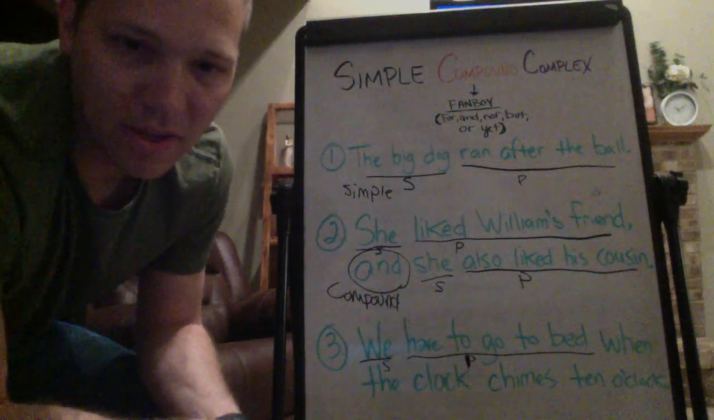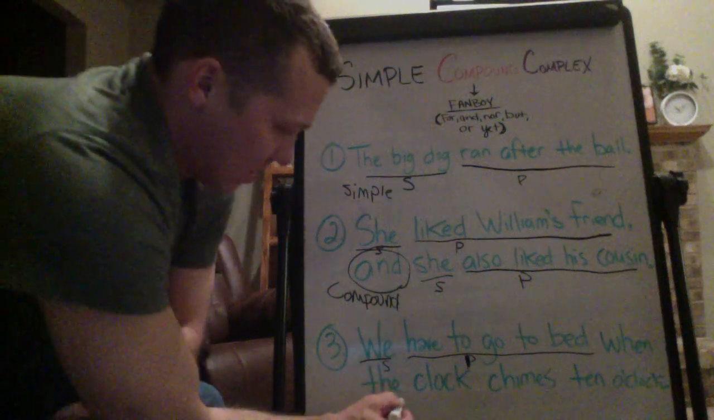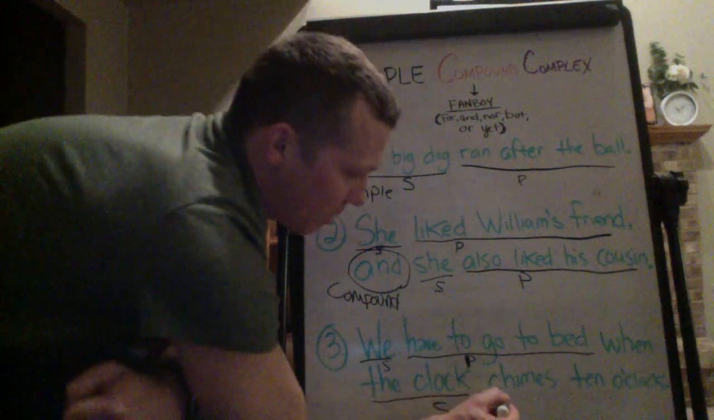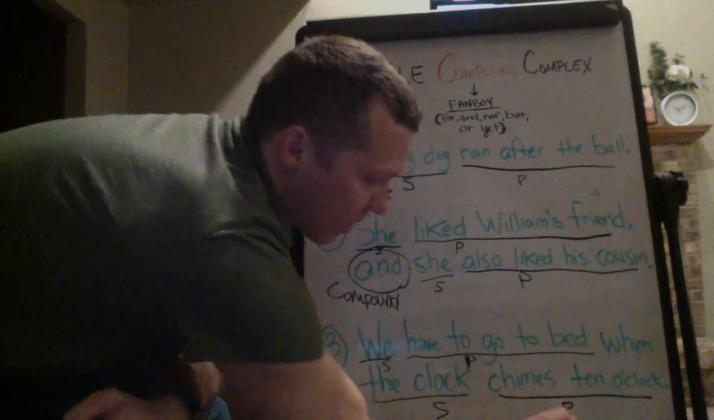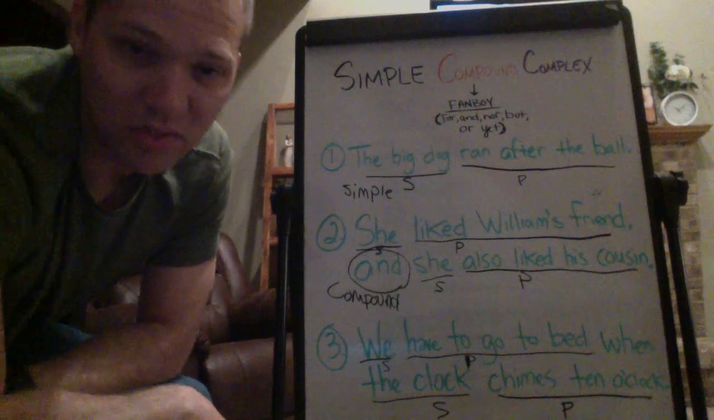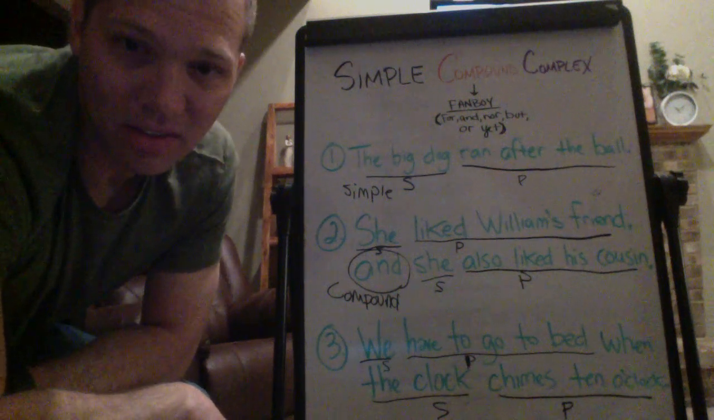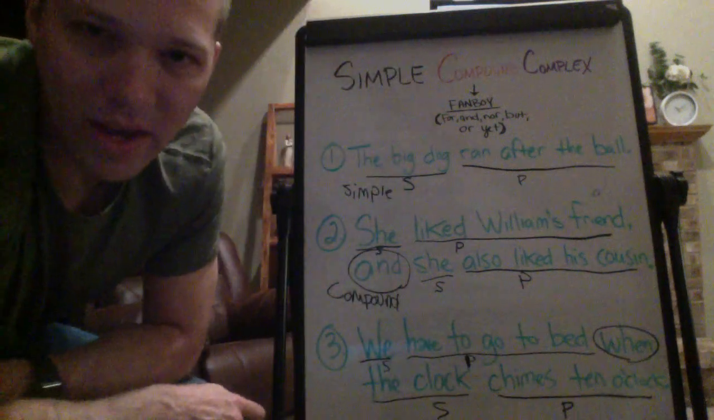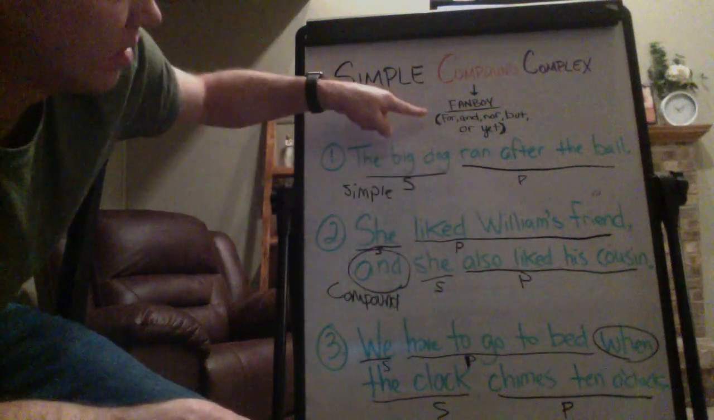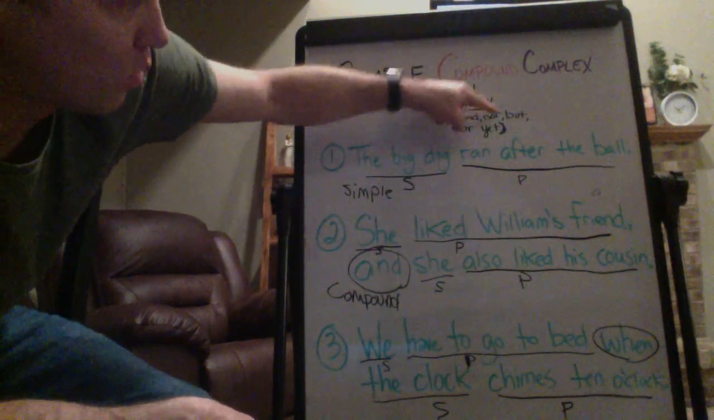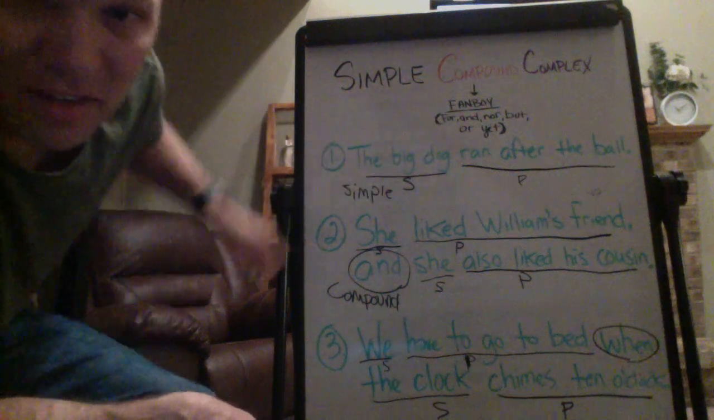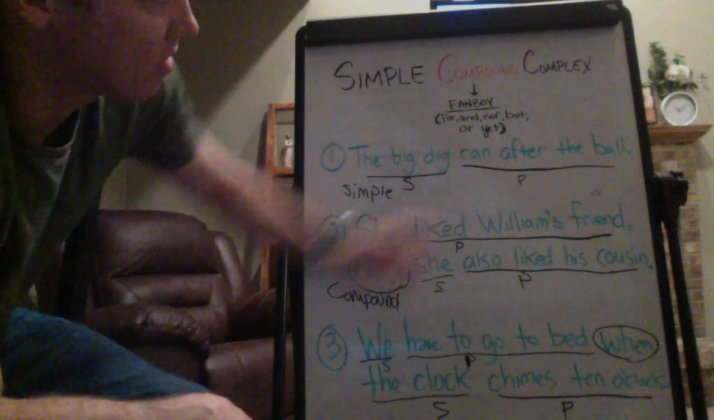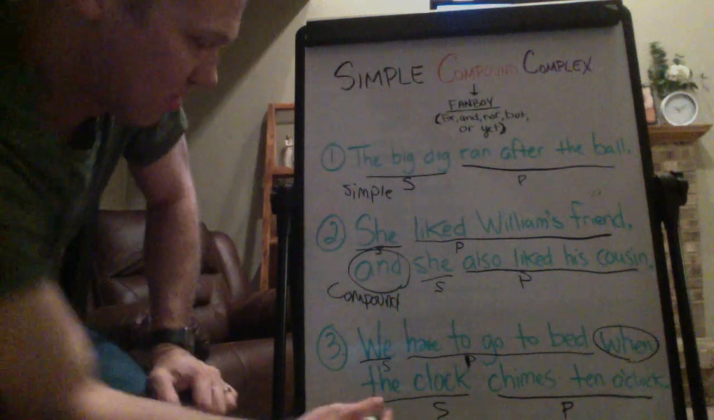And then we have the clock, it's our subject, and chimes 10 o'clock. That's our predicate. So we have two sentences. However, let's take a look at our connecting word. When. I'm going to look up here. Okay, for, and, nor, but, or, yet. I don't see any of those connecting words for compound. So if it's not one of those, we know it has to be complex.